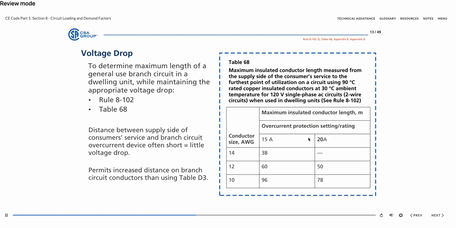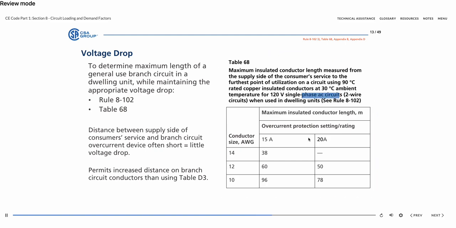calculation using Table D3. Table 68 lists the maximum distances permitted on a general-use circuit based on the conductor size and overcurrent device. To use Table 68, the circuit must be a general-use 2-wire circuit, use 90 degrees Celsius conductors, not exceed 120 volts, not exceed 20 amperes, not exceed a 30 degrees Celsius ambient. Note, the distances are measured from the supply side of the consumer service to the point of utilization.